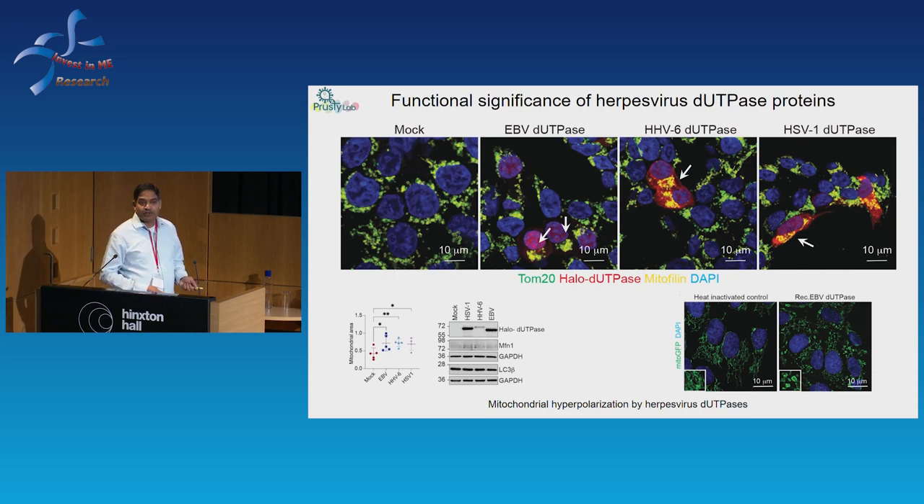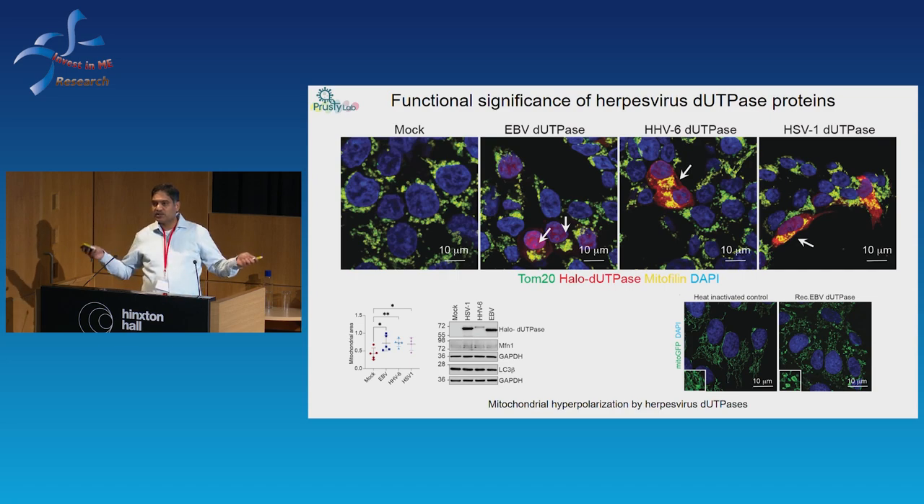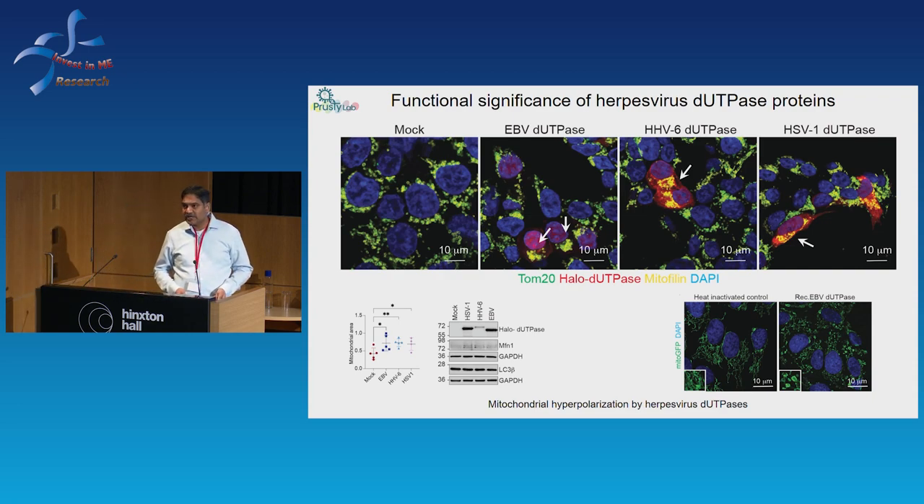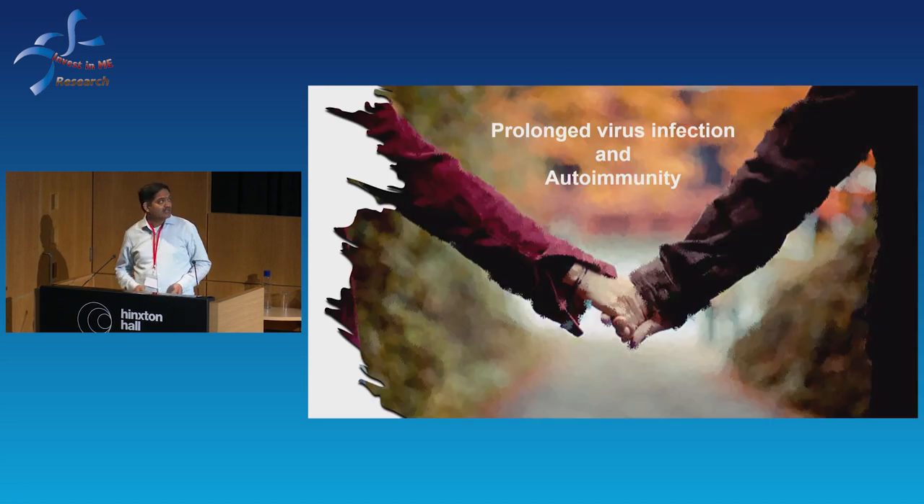Now, you don't need the protein to be expressed inside the cells, because if I talk about localized virus infection or reactivation, how can this affect the total body? We believe, as it is known, that the viral dUTPase proteins are secreted within exosomes and travel throughout the body. So if we put these recombinant proteins on cells, we also see extensive mitochondrial hyperfusion and polarized mitochondria in cells. So these viral proteins are capable of affecting mitochondrial health.